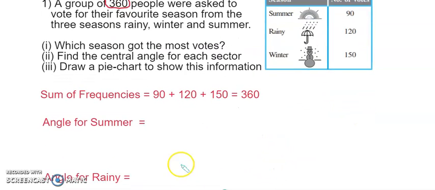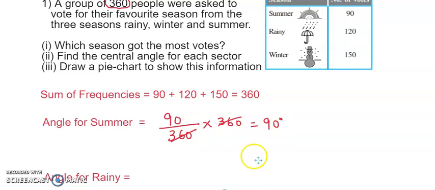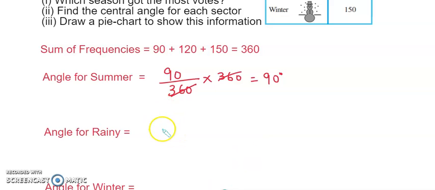So angle for summer, the frequency for summer is 90 divided by total 360 multiplied by the total angle, that is 360. So cut off, which is equal to 90 degrees, right? Similarly, angle for the other two: 120 is the frequency for rainy, divided by total 360, multiplied by central angle 360. The two 360s get cancelled off and we get a 120 degree angle.